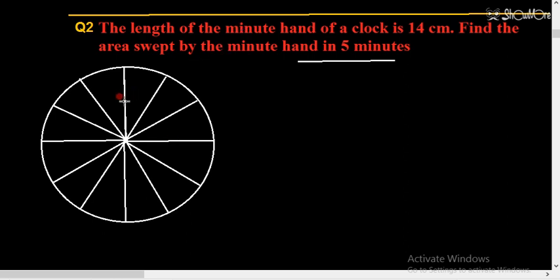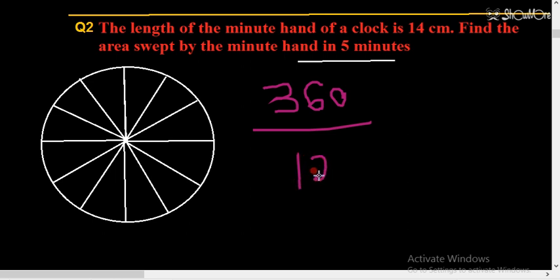There are 12 divisions, so there are 12 sectors. 12 similar sectors in this figure. Every sector is making some angle which is the same. So 12 angles are there, 12 portions of 360. So 360 by 12 is the angle of one sector, which is containing 5 minutes.